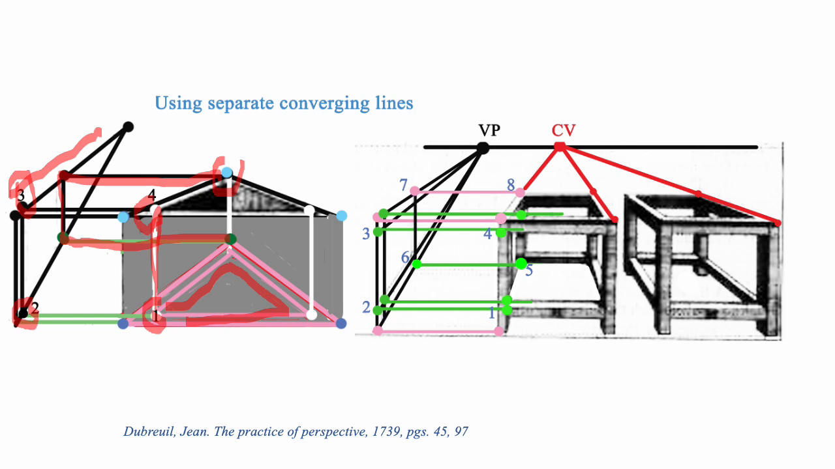Now in the second case, we don't have a plan view, but it's the same idea where we can start with number 5 here, go to 6, 7, and then that will give us number 8.